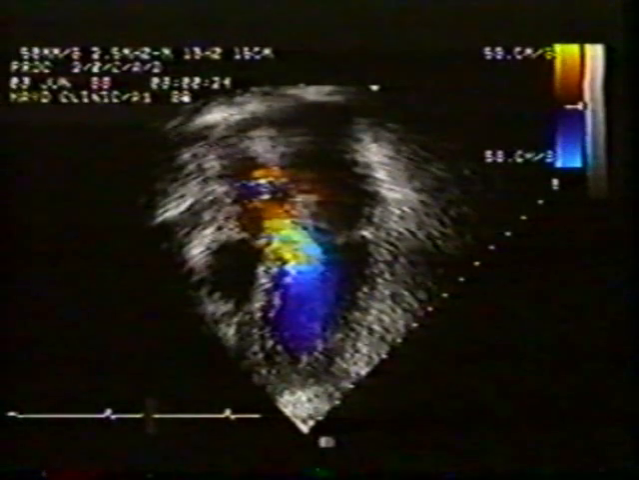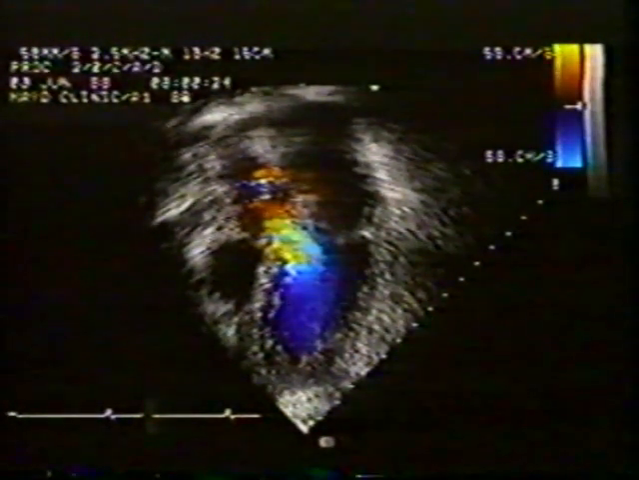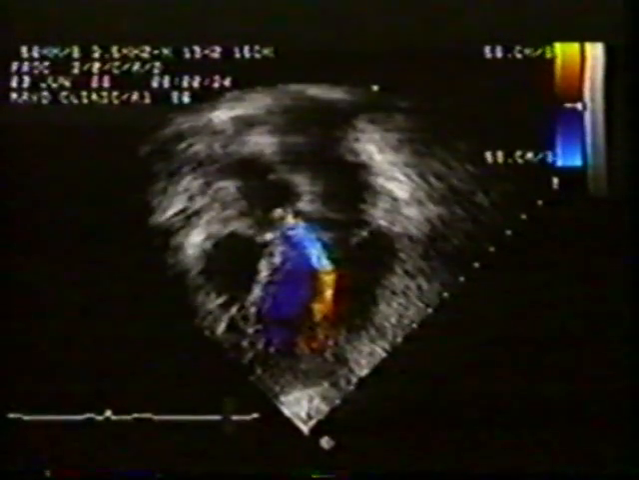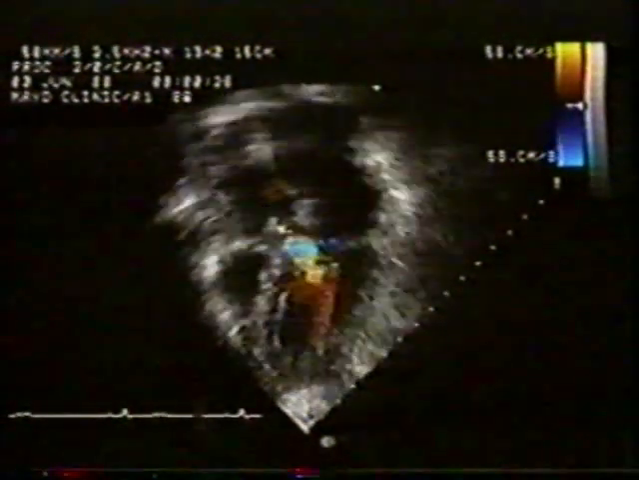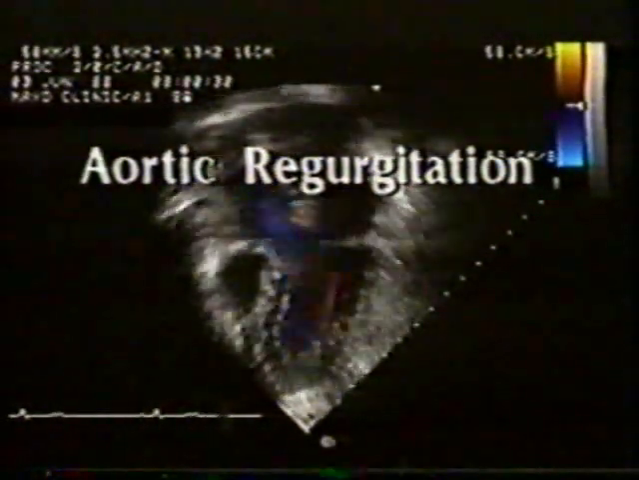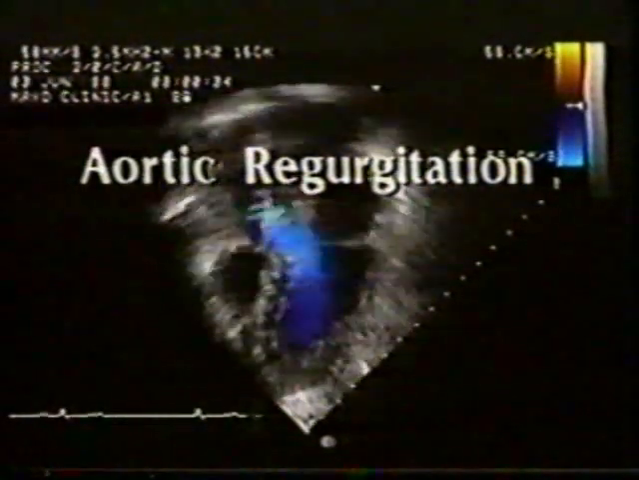Remember that in addition to accurately characterizing the degree of aortic stenosis, echocardiography also provides assessment of left ventricular function and assessment of associated valve lesions, including aortic regurgitation. We will devote the remainder of this tape to discussing the echocardiographic assessment of aortic regurgitation.